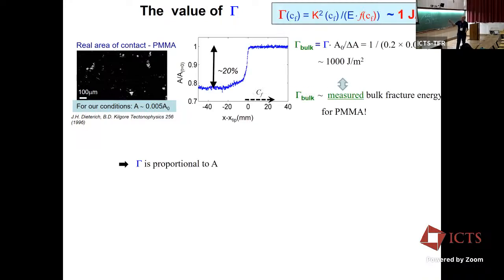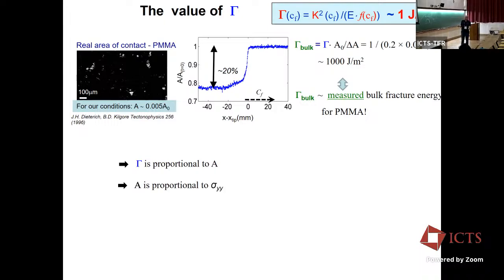Okay, so first of all, the real contact area drops by 20-30% or something like that. And we know that we have 0.5% contact area. So if I took my measurement and normalized it as if these stars covered the whole interface, I would get a bulk fracture energy of about 1,000 joules per meter squared. Okay, 1,000 joules per meter squared is precisely the fracture energy of bulk plexiglass, within a factor of 2 or so. So actually, there's nothing mysterious about this value of gamma. It just reflects the number of contacts, and each one is breaking as if the material was a bulk material. So we're good in that sense.